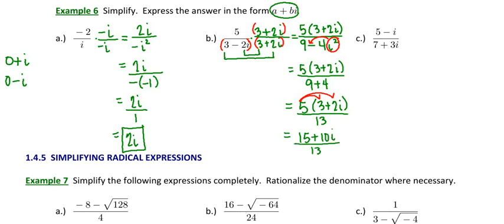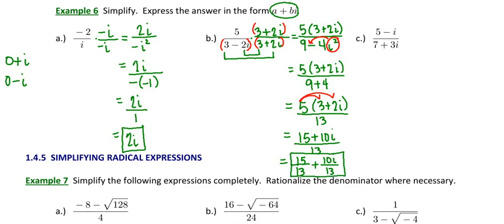Now remember, I have to keep the real part separate from the imaginary part, so I'm going to take each term in the numerator and place it over the denominator. So we have 15 over 13 plus 10i over 13. Or you could write that 10/13 times i if you wanted to.